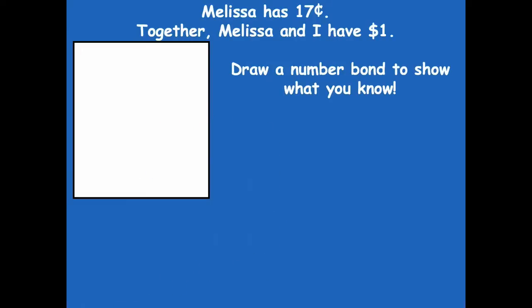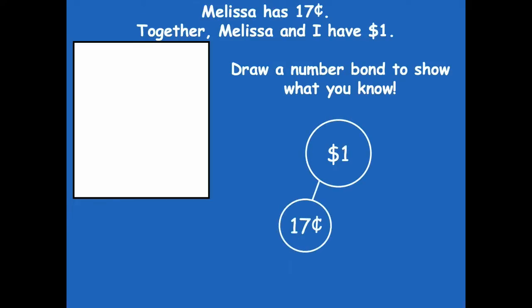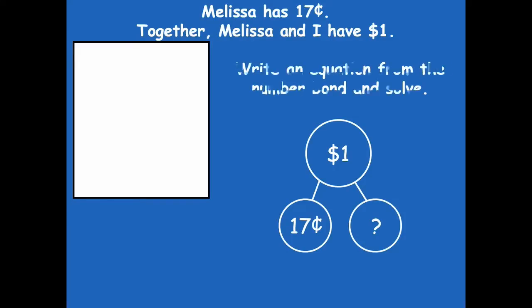All right, friends, pause if you need more time. All right, so I know that the total in the whole is $1. I know that Melissa has 1 part, which is 17 cents. And then I have the other part that's unknown, so I can put a question mark there.